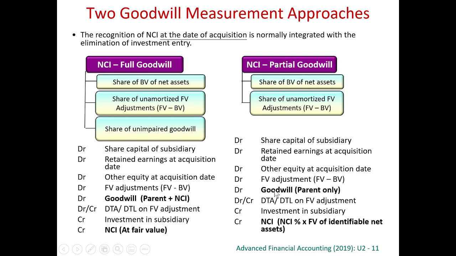Partial goodwill method, right? Because NCI is only stated as a proportion of the fair value of the net asset, there will be no goodwill of the NCI presented in your consolidated financial statements, and therefore this goodwill is only the goodwill for the parent.